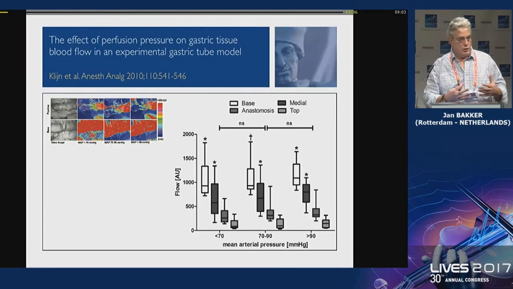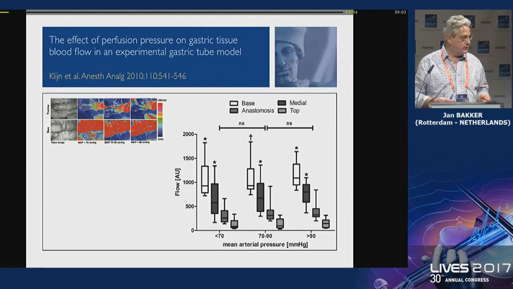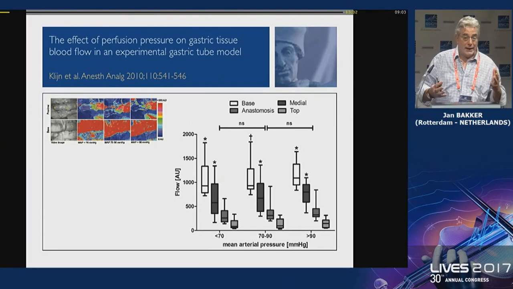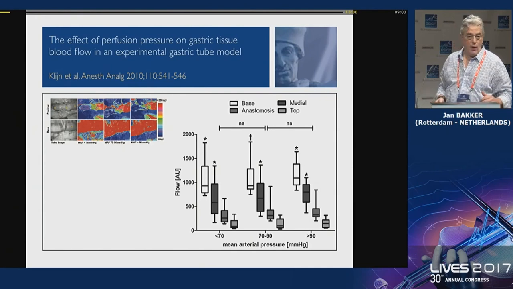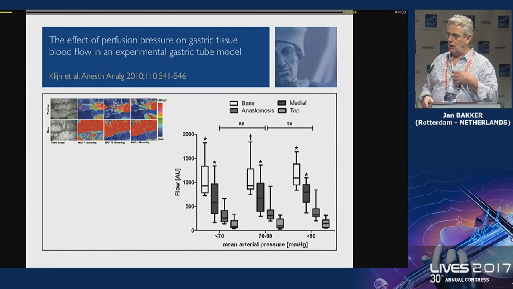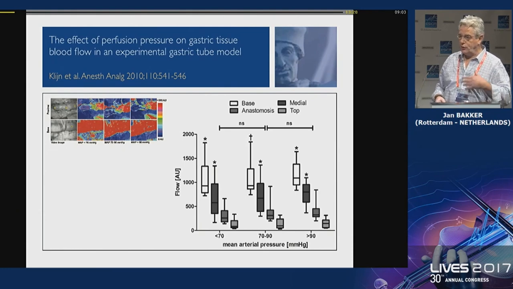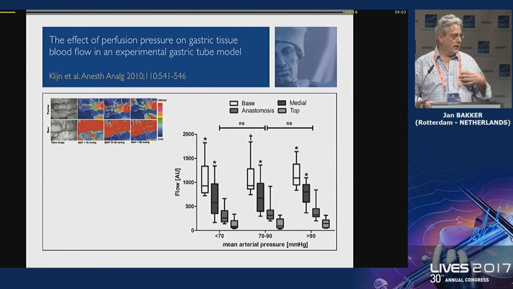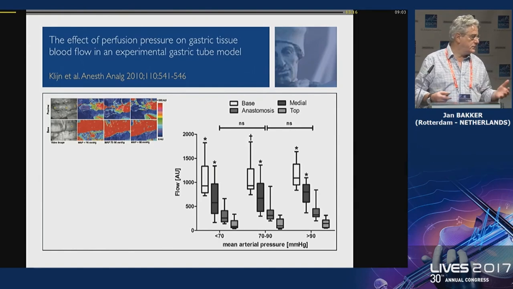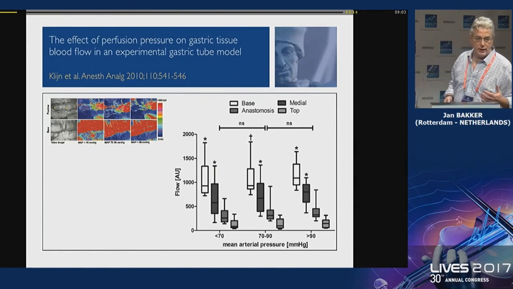And now if you go to somewhat manipulated normality, this is a pig where we did a gastric tube reconstruction. We did the study because we had a lot of discussion with the surgeons who thought that the vascularization or the perfusion of the gastric tube was related to blood pressure. And I said, well, I don't agree. The blood pressure is not important in this model or in this surgery. I think it's much more venous congestion.